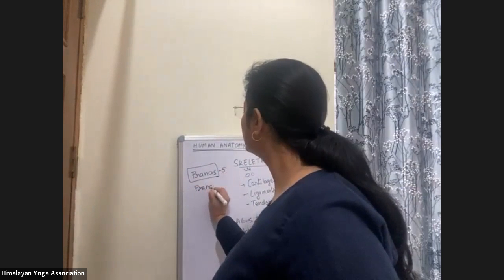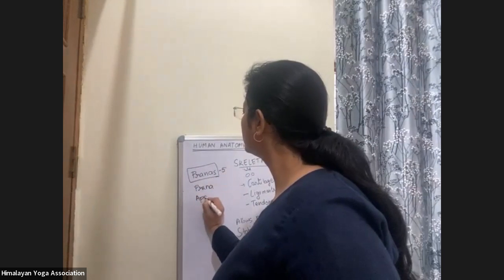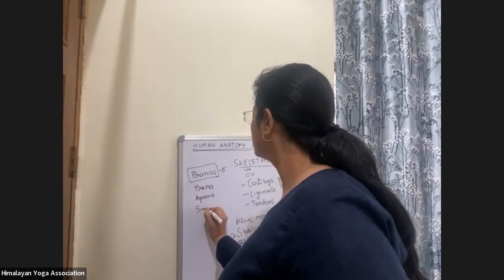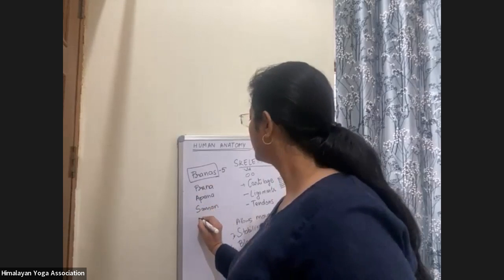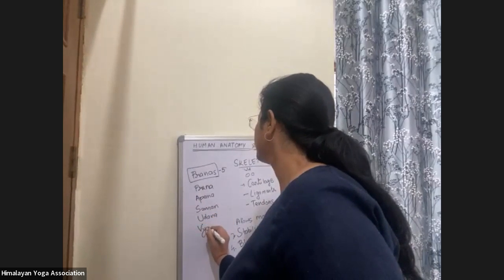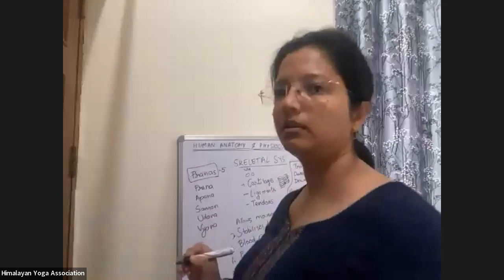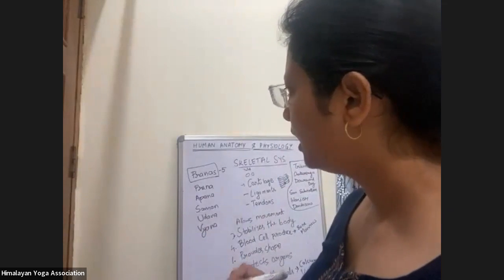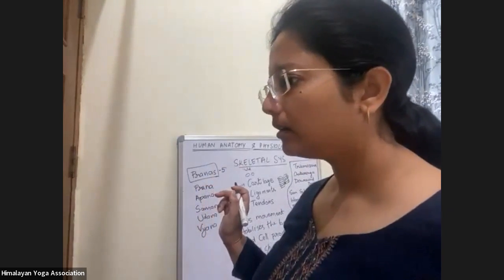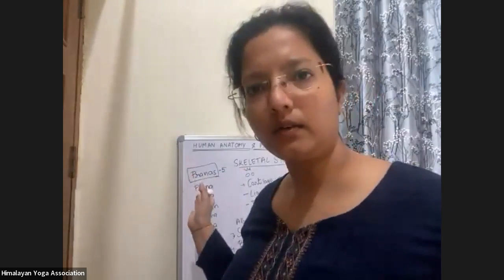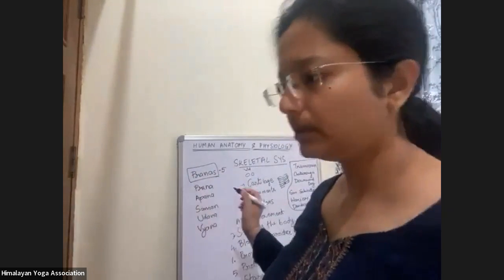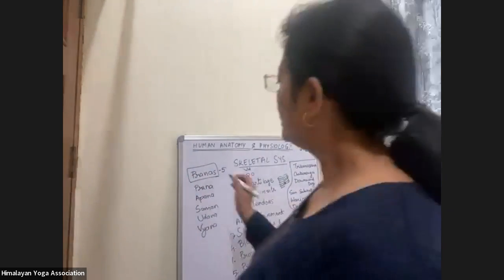Prana, apana, samana, udana, and vyana. I only told you about the pranas that we studied. Yes, we studied the 5 koshas, the physical bodies, and there are only 5 pranas in Ayurveda. Yes, but we did not study it in detail. So we have 5 pranas.